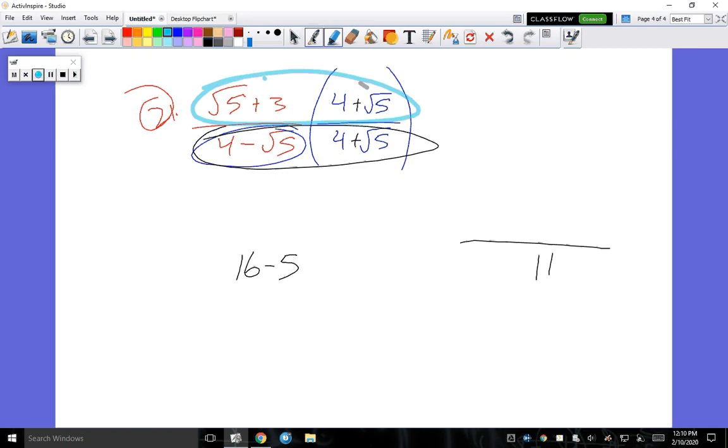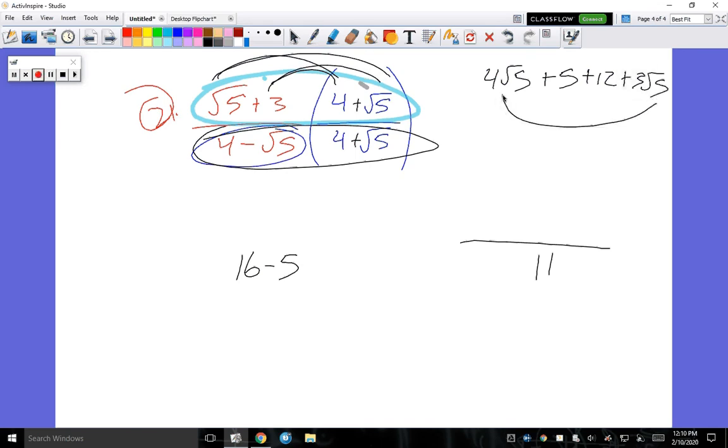Okay? Guys, what's the first one? 4 root 5. What's the outside? Plus 5. What's the inside? Plus 12. And what's the last? Plus 3 root 5. Can I add those two together? Yeah, because they're the same root. Okay? And what would I get? 7 root 5 plus 17.